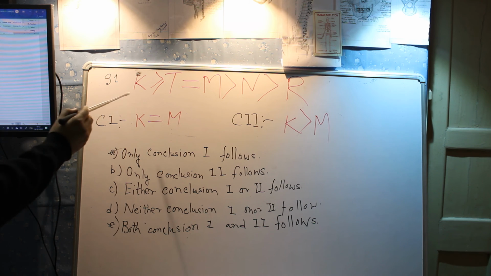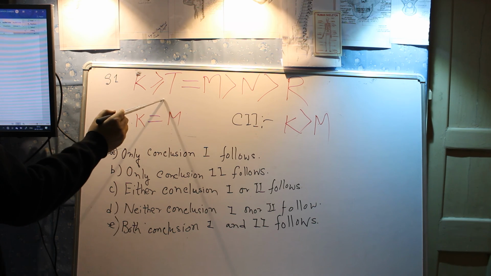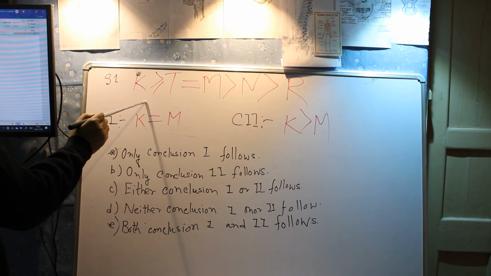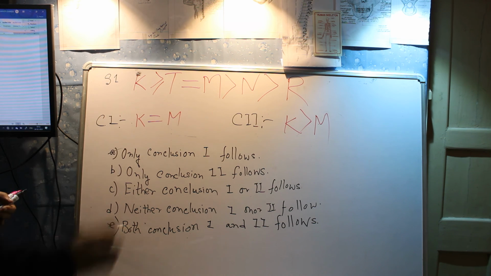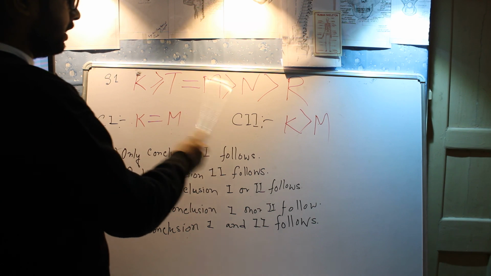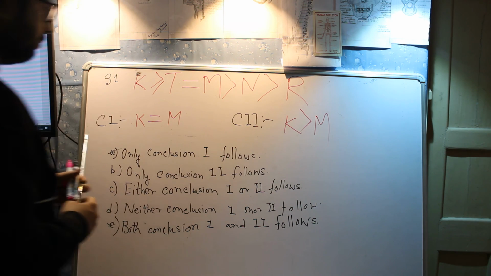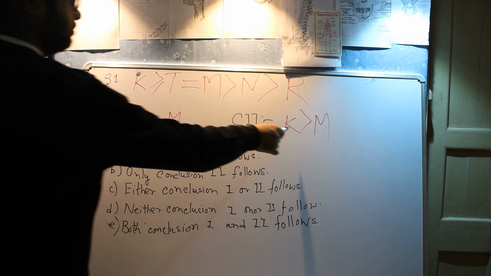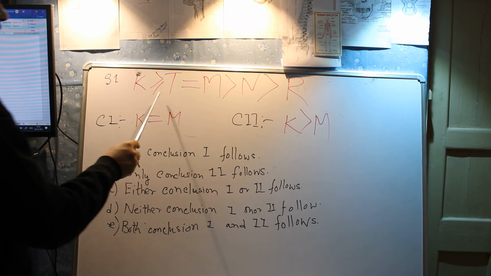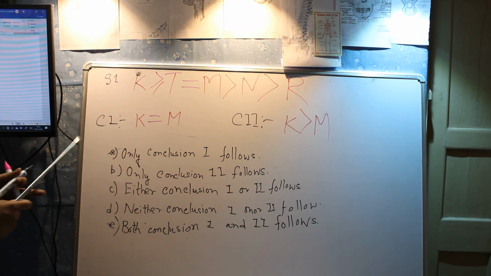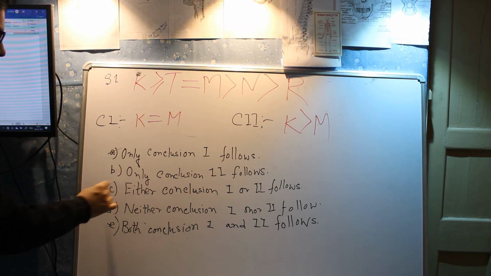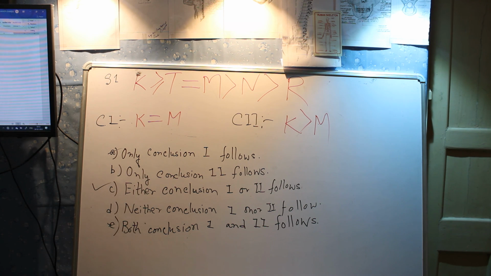You see, K is greater than or equal to T and T is equal to M. It means K is equal to M, and conclusion 2 is given K is greater than M. So both ways this can be correct. K can be either greater than M or K can be equal to M. So the option is either conclusion 1 or 2 follows.